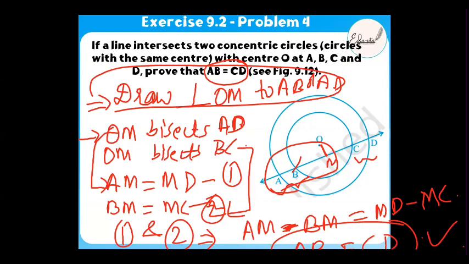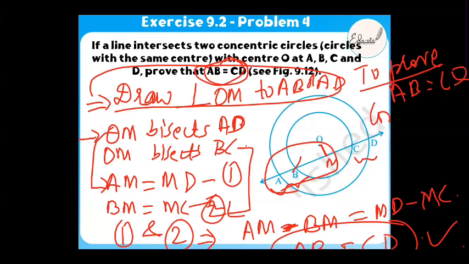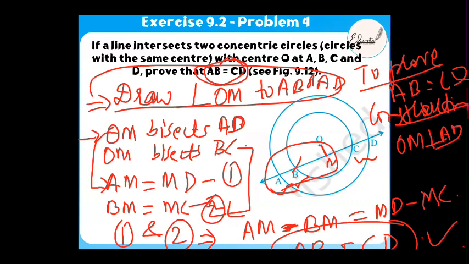Was it easy? Yes. Damn easy, right? So please write it down. You have to write all of it, okay? To prove. What is to prove? This is given in the question: AB is equal to CD. Okay. Then what is the construction? Only a single construction you have to do. What is the single construction that you're going to do? OM perpendicular to AB, right? AB, no, AD, the whole thing. OM perpendicular to AD is the construction.